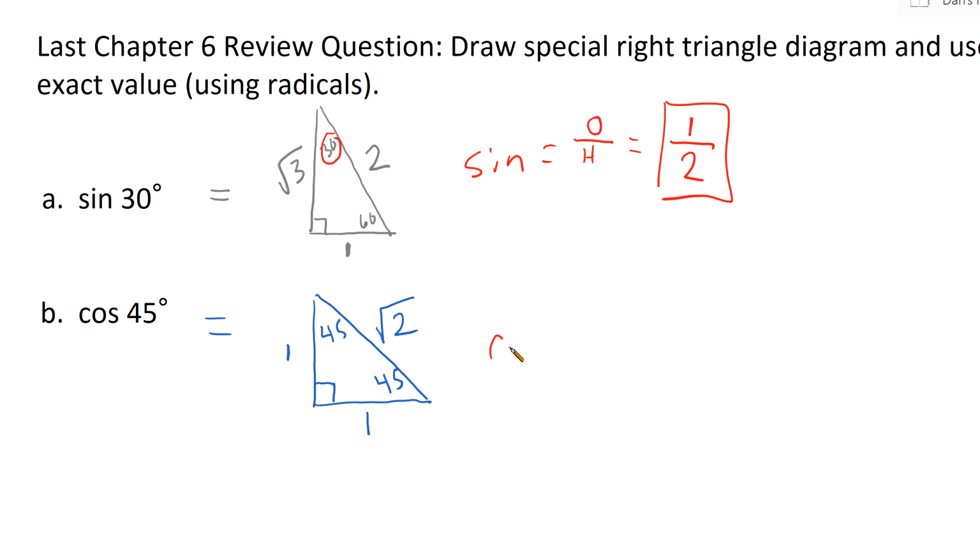Okay. So now cosine, what's the ratio for cosine? Adjacent over hypotenuse. For 45, the adjacent side is 1. The hypotenuse is square root 2. And I'll let you leave it like that. Usually you get that square root out of there, but I'm more concerned with just using the ratios right now. And that's it. That's your whole test review.